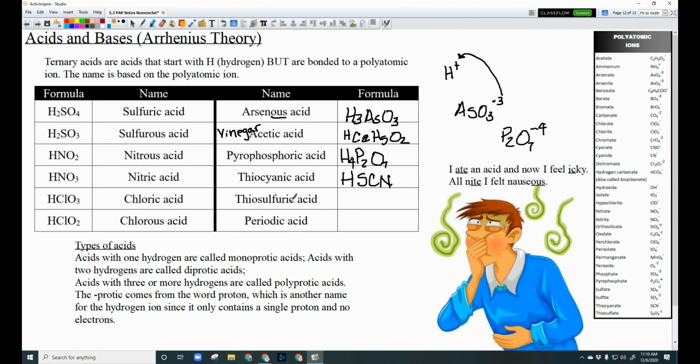Thiosulfuric, ic comes from ate. So this is thiosulfate. So here's thiosulfate right here. It's S2O3 -2. So it's going to take 2 hydrogens and then S2O3. Okay. Periodic acid, periodate, right there it is. Periodate is IO4 -1, so it just needs 1 hydrogen, and then IO4, periodic acid. All right.